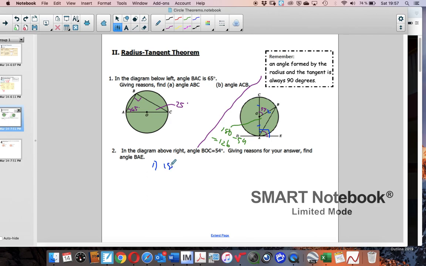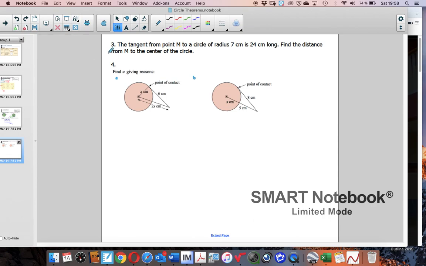So what we're going to do is 180 minus 126, and that's going to give us 54. So 54 is left over for these two. And then we're just going to divide 54 by 2, and we get 27 for this interior angle right here. Okay, so the last step here is our angle BAE is going to be 90, right? Remember this property, radius tangent property, minus the 27, and we get 63. Ta-da! Go ahead and try the other ones.